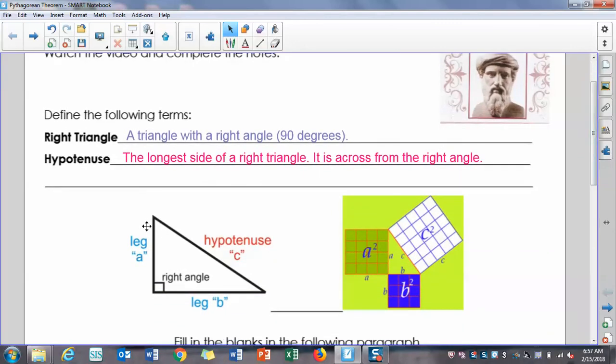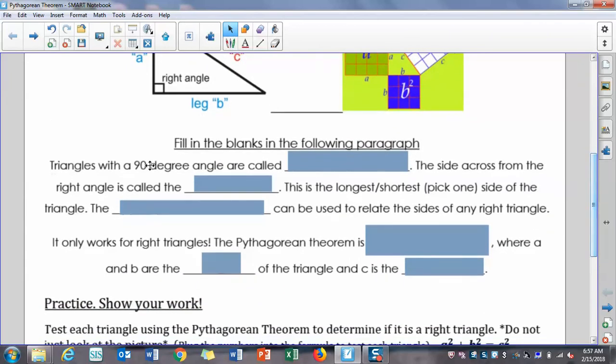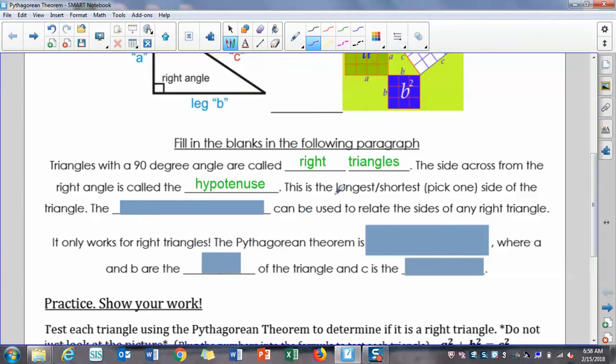If we look at this example here, we have leg A, leg B. Right here, this corner box indicates a 90-degree angle, or in other words, a right angle, and across from it is the hypotenuse. And again, that's the longest part of the triangle. So triangles with a 90-degree angle are called right triangles. The side across from the right angle is called the hypotenuse. This is going to be the longest side of the triangle.